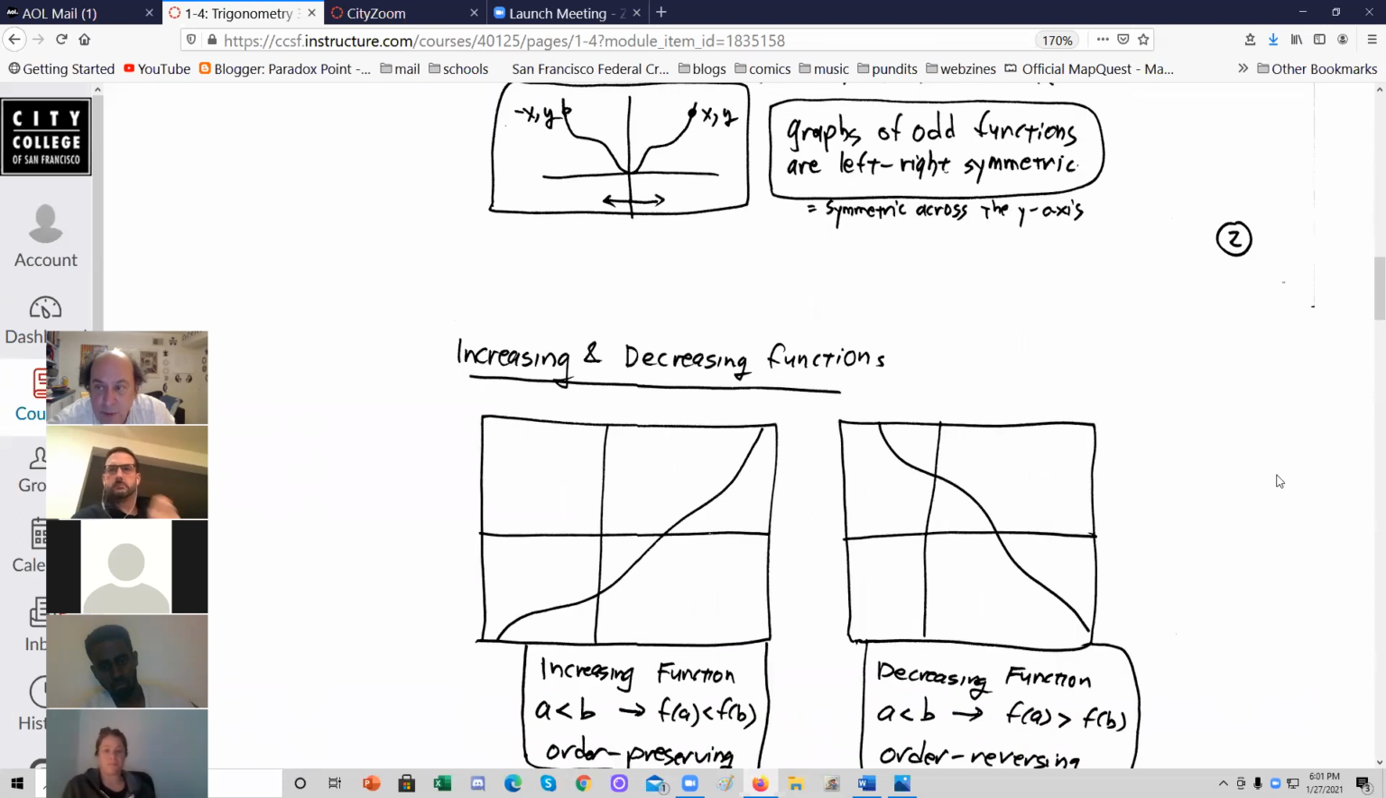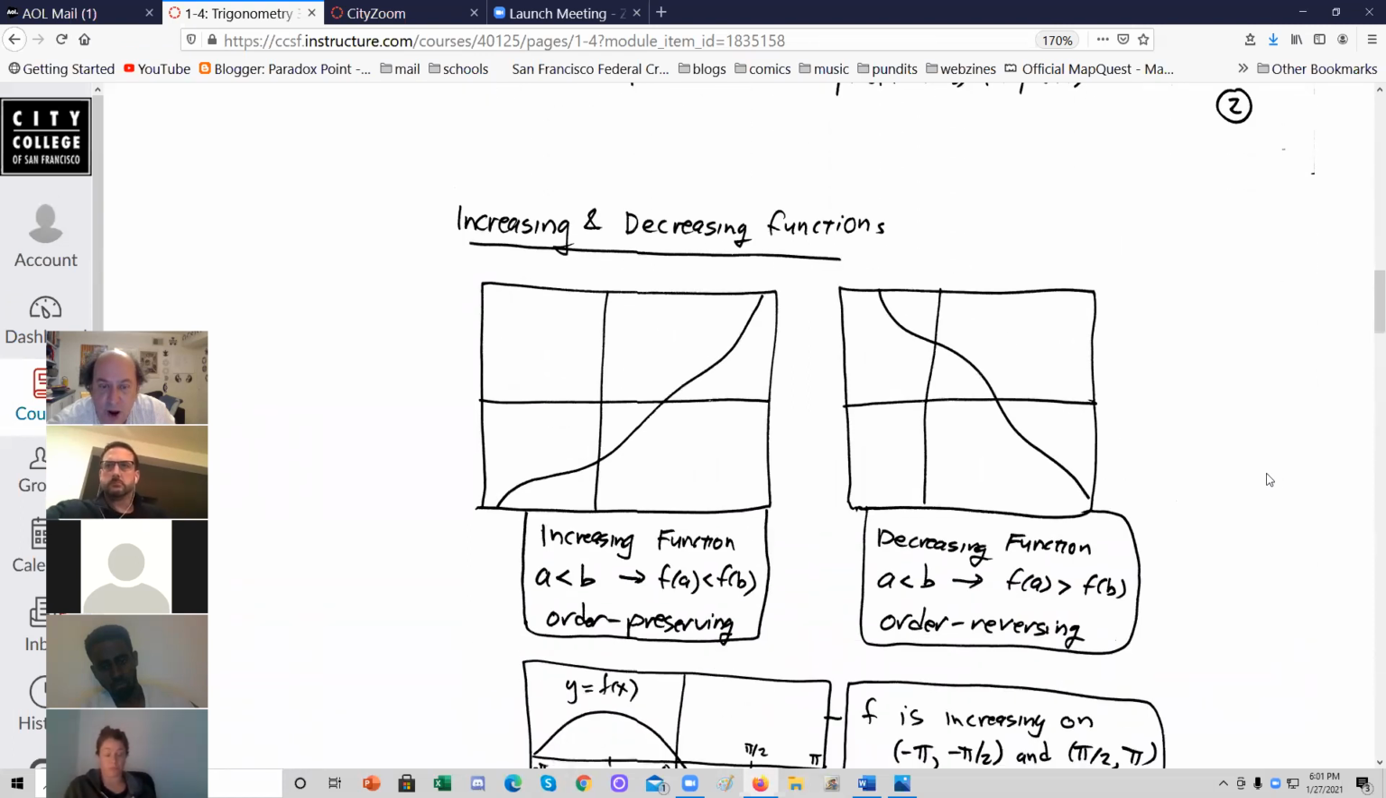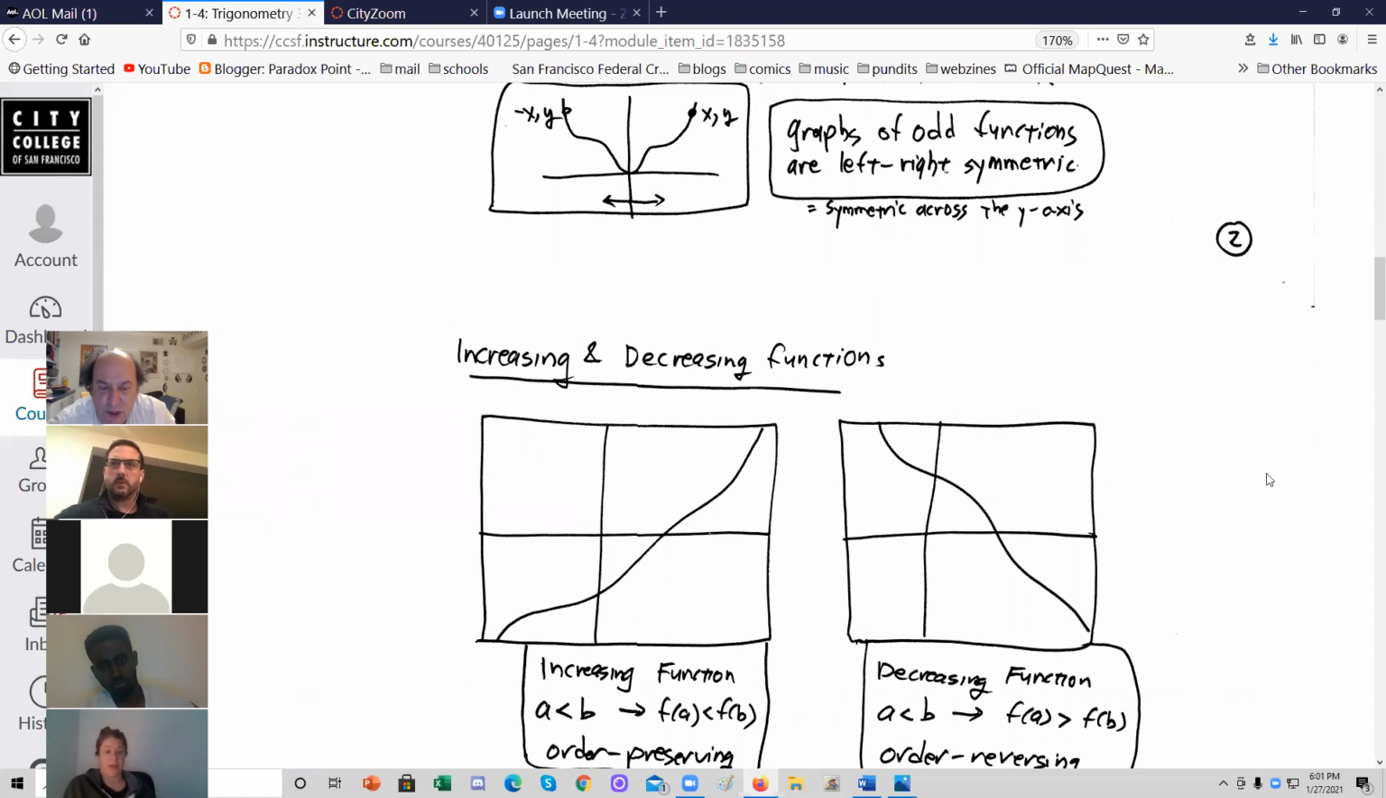Another question, another property of functions, is whether or not they are increasing or decreasing.